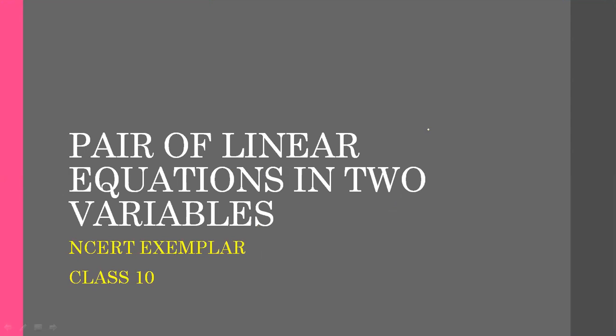Two variables basically means that there are two alphabets from which we denote that there are two letters which have variable values which do not have a constant value. For example, ax plus by plus c equal to 0 is called a linear equation in two variables. Here a is the coefficient of x, b is the coefficient of y, and c is the constant term. Watch the video and you will understand more clearly.